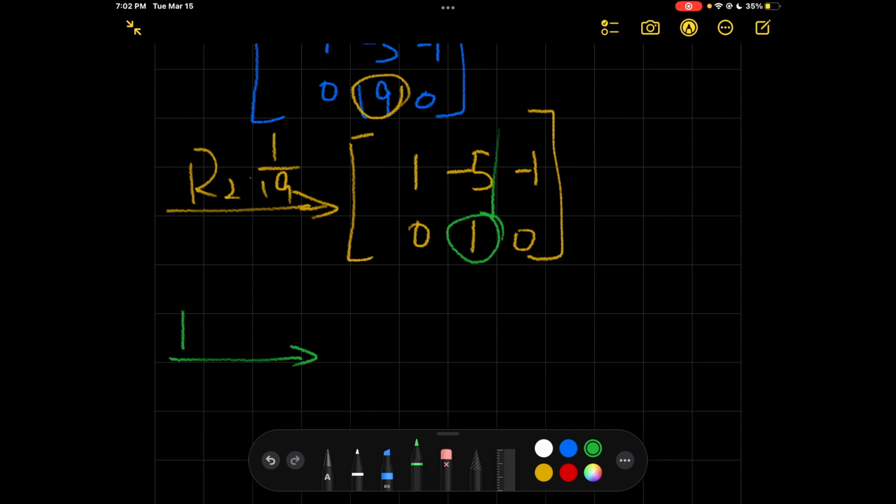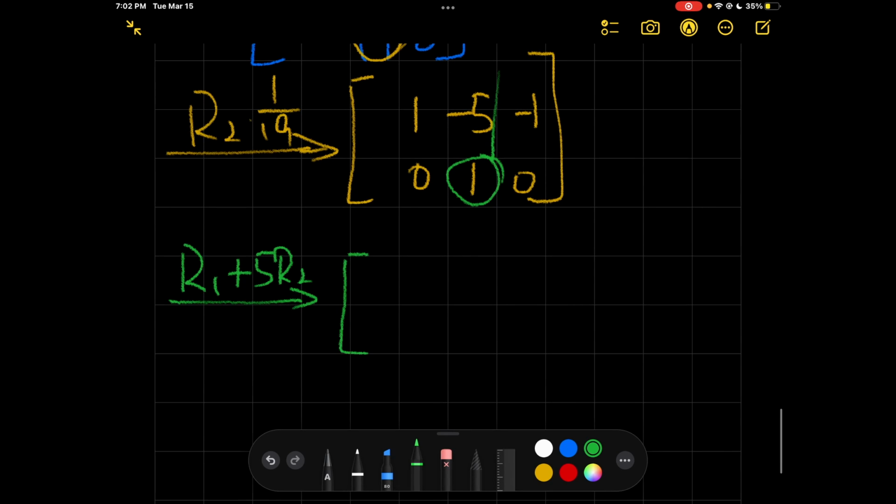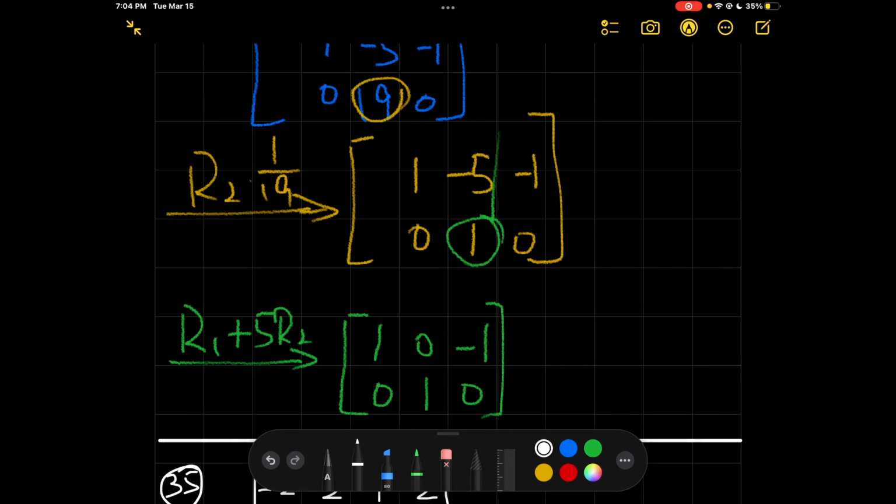Starting with row 1, right? Row 1 plus 5 of row 2. We have 1, -5 plus 5 of 1 is 0. -1 plus 5 of 0 is -1. And the second row 0, 1, 0. Okay, we got a reduced echelon form for question 30.